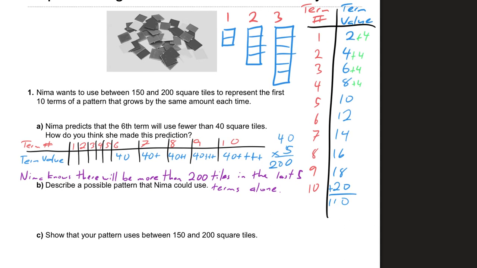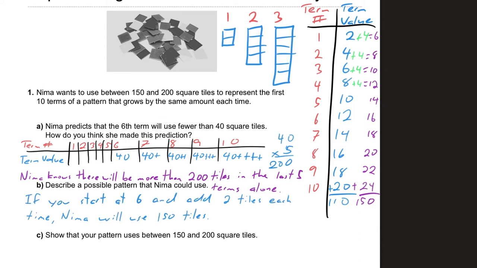I think I would. Here we have our new term value. If this was the case, it would be 6, then 8, then 10, then 12, and I could keep going. And all I would need to do is then add them all up and see if I got 150. So let's do that now. So I added them all up, and indeed it is true that we do have 150, and we still have a pattern that increases by a constant amount. It's increasing by the same amount each time, by 2. So the pattern that we could use is this. If you start at 6 and add 2 tiles each time, Nima will use 150 tiles.